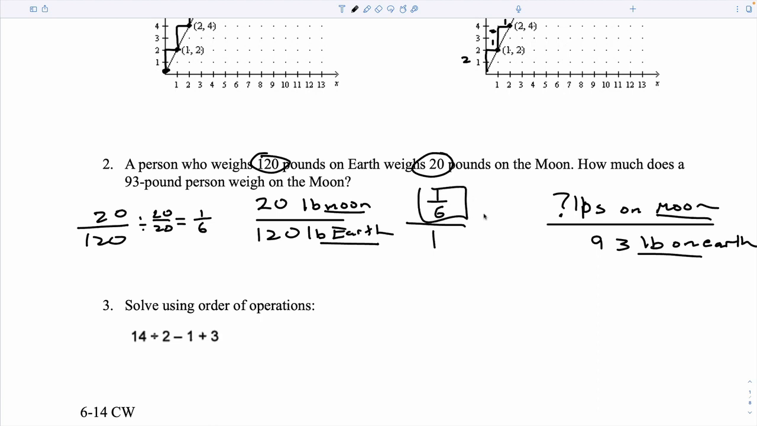Take your unit rate. You have one last clue. Multiply 1/6 by 93. And I don't think there can be anything to cross cancel. Maybe a 3. But that's it. So your answer is they weigh 31 over 2 pounds. You could divide it and get a decimal. We'll just keep it as a fraction for now.